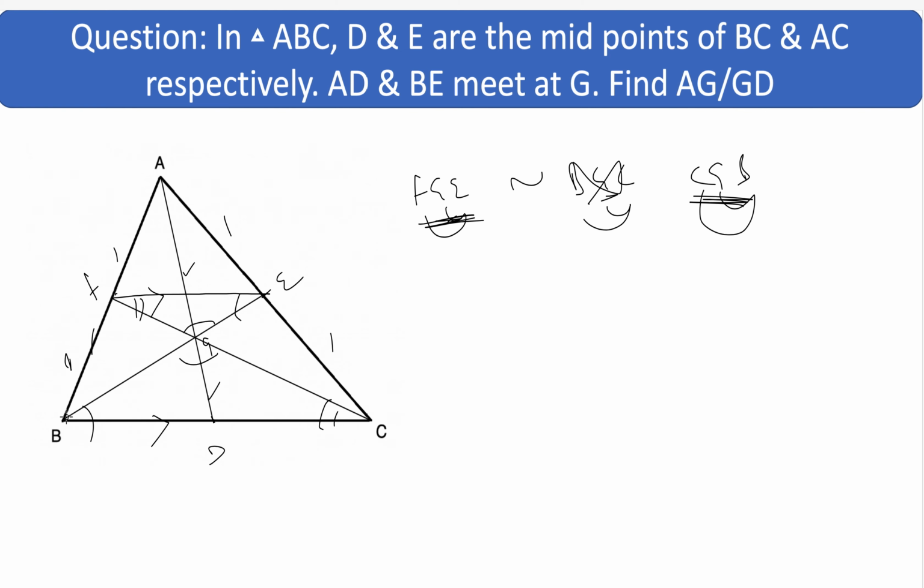Now you can see that BG and GE are in the two other triangles. So instead of AG by GD, I can also calculate BG by GE. Same thing, right? G is the centroid, and we are calculating how the centroid divides the median. We'll do it by BG by GE. You can draw a different diagram and do it this way. It's very similar. So now we have to calculate BG by GE.